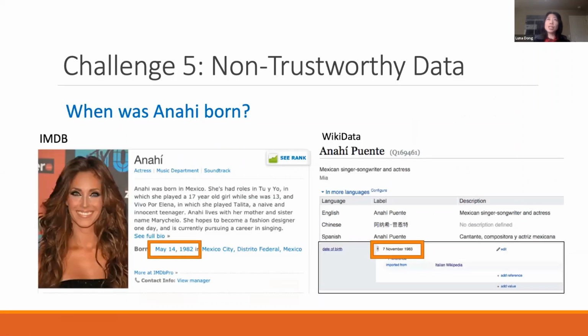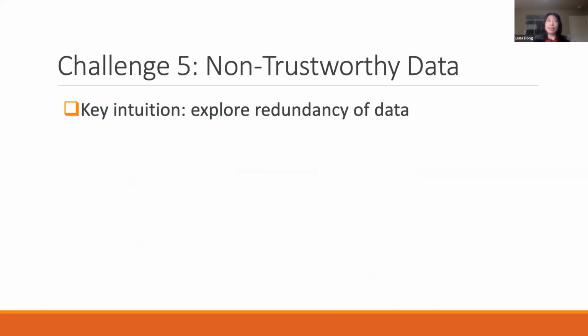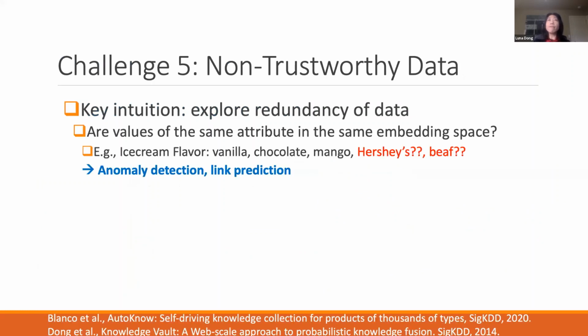So for such cleaning or trustworthiness analysis, the key intuition is actually to explore the redundancy of the data. What do I mean? If we look at all of the values for a particular attribute, are they all in the same embedding space? For ice cream flavor as an example, vanilla, chocolate, mango, these are in close embedding space. Hershey's is less so, and the beef, which is valid flavor, but I doubt if anybody has eaten any beef flavored ice cream. So that does not necessarily fall in this embedding space as well. So this is more towards anomaly detection and link prediction.